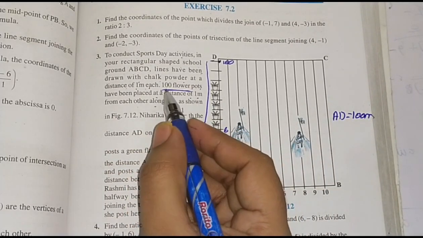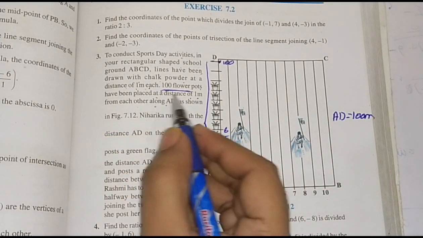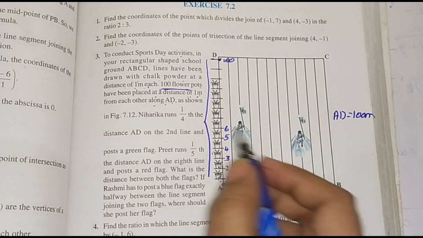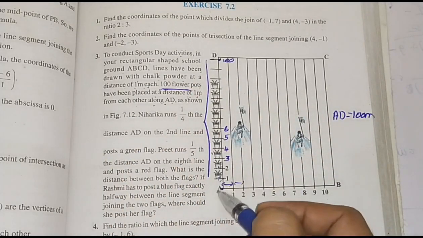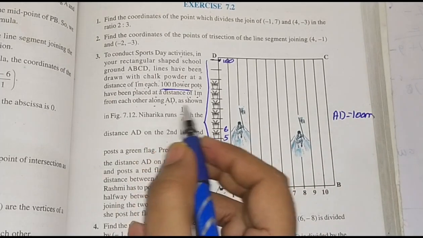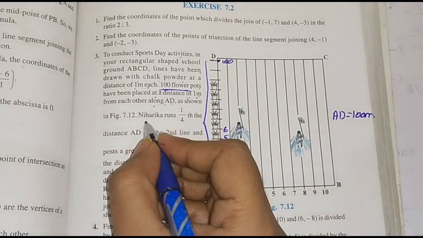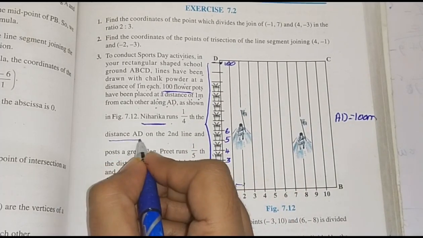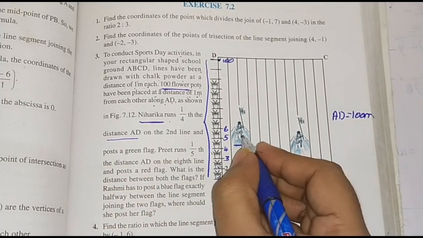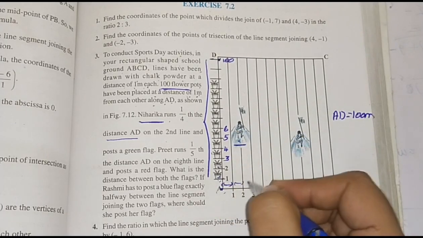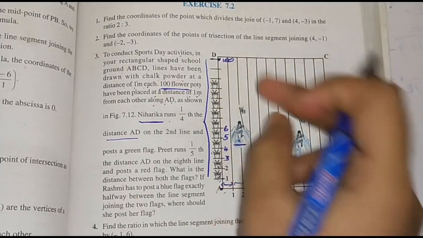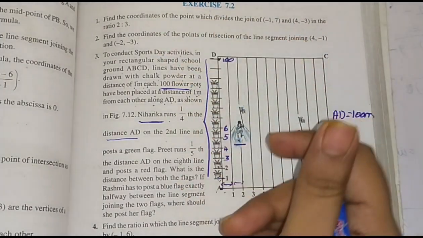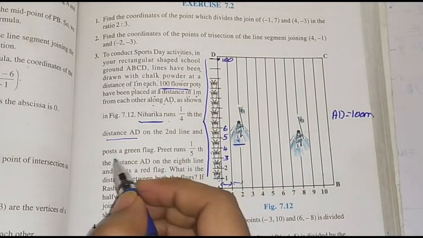After that, what they are given: 100 flower pots have been placed at a distance of 1 meter. The distance between the two flower pots is 1 meter. So the total distance from A to D is 100 meter as shown in the figure. Niharika runs 1/4 of the distance of AD. First person is Niharika. Niharika runs 1/4 of the total distance.